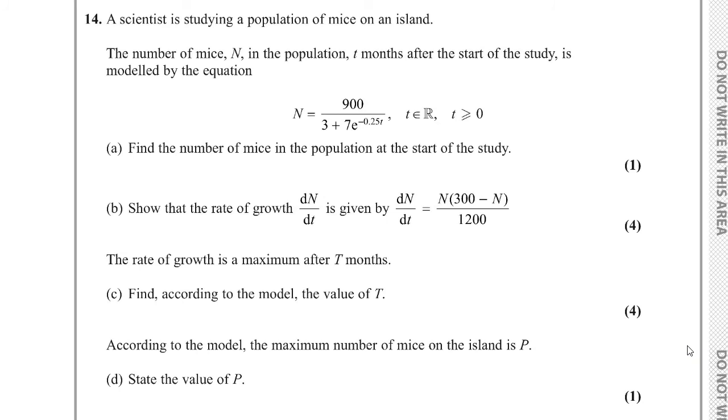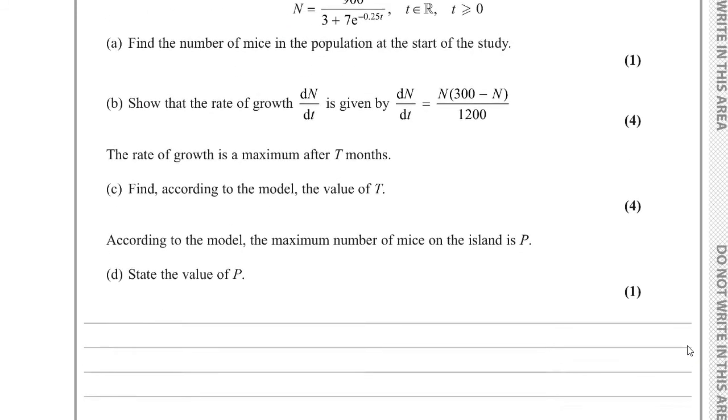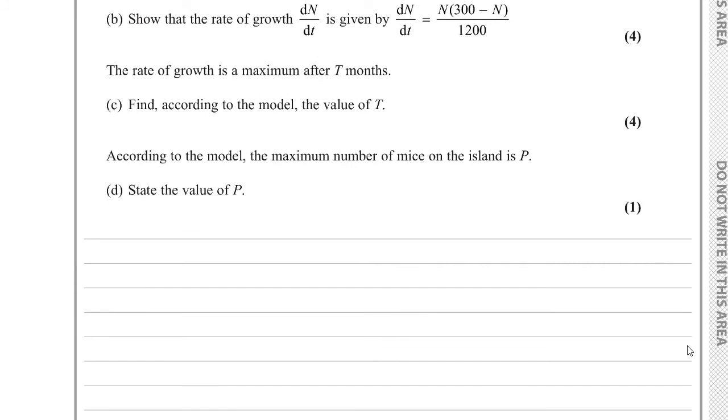Question 14 is a modeling question. We are studying the population of mice on an island. We've got capital N being the number of mice, and t is the months after the beginning of the study. This is the equation that gives the number of mice t months after we started the study. We need to find the initial population of mice, so we're simply going to be putting t to be 0. So when t is 0, we get capital N to be 90 for 1 mark.